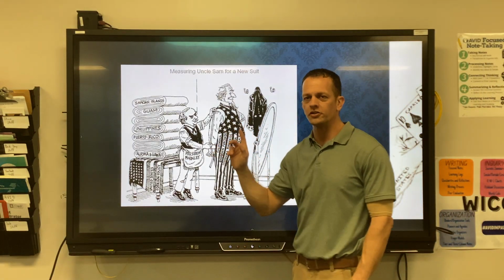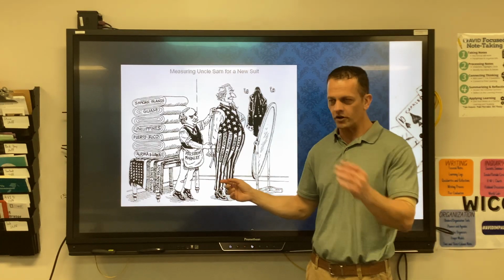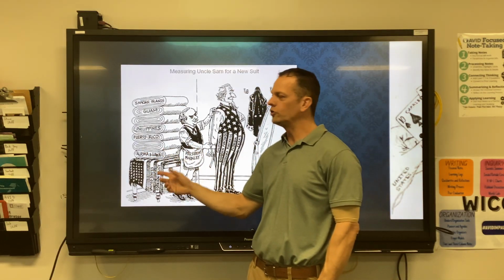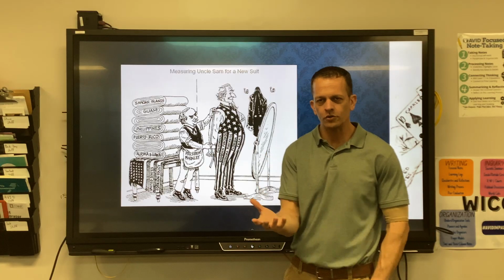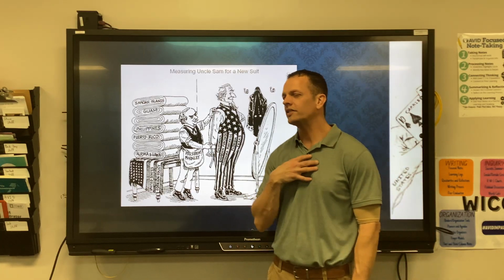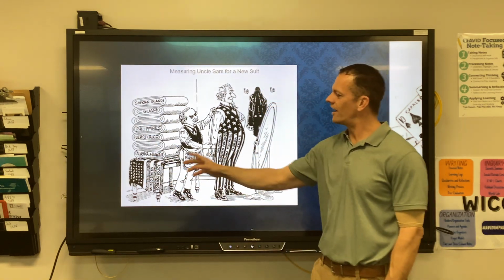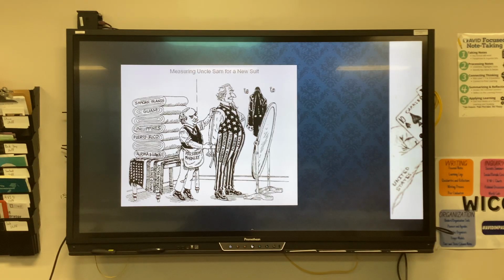Who's doing the measuring? Which president? The guy in charge of the Spanish-American War, right? And what is the new suit going to be made out of? New conquered territories. We call them colonies or territories. The test will always say territories. We don't like to call them colonies because that sounds like we're bad. But the territories are new areas. That's going to be the new suit. So if somebody says this is imperialism, you can say, yes, this is imperialism.